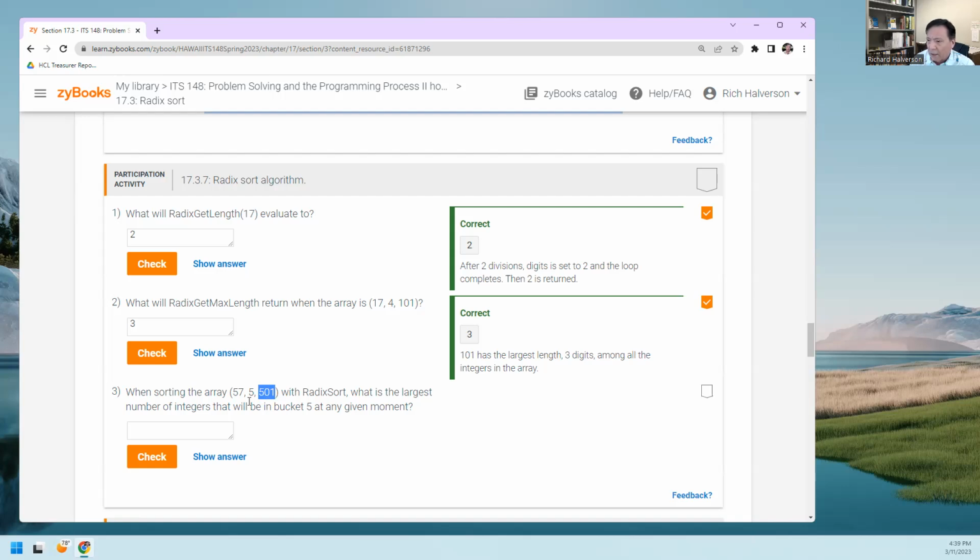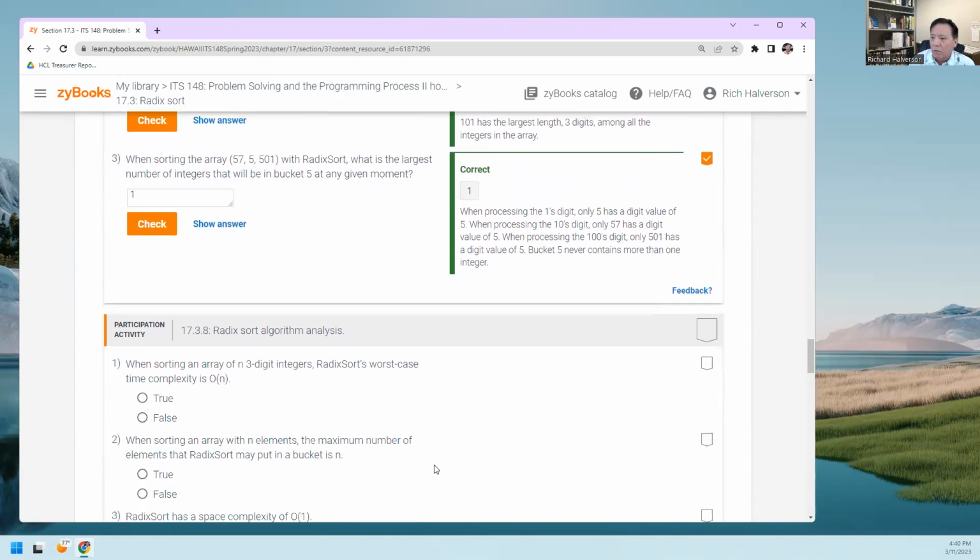So that's just 1. And then when we're doing the third integer, this is 0, and this is 0, and this is 5. So the largest number of integers that will be in bucket 5 at any given moment will be 1. Hope you got that.